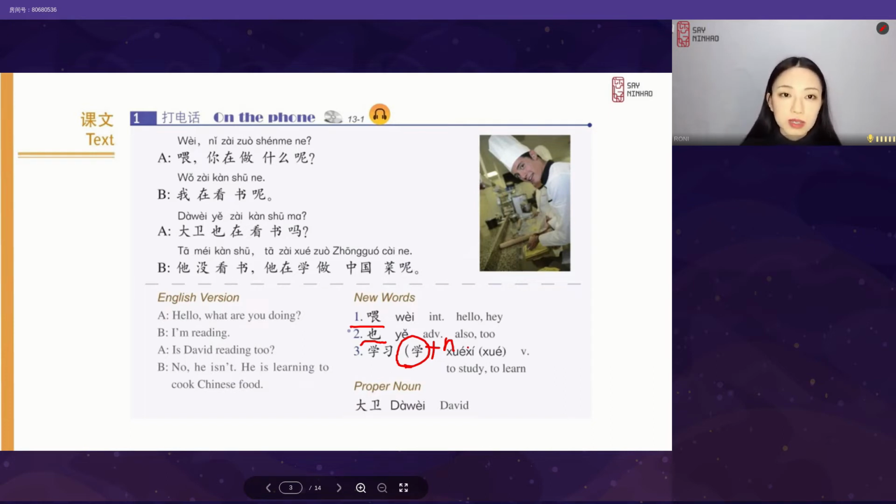So in English, when we say I study Chinese, he studied Chinese too, we will put too at the end of sentence. But 也 we won't put it at the end of sentence. We will put it before the verb. So the structure is A, do something, and B, 也 do something. Okay, this is the structure. So 我学习汉语，他也学习汉语。This is the structure.